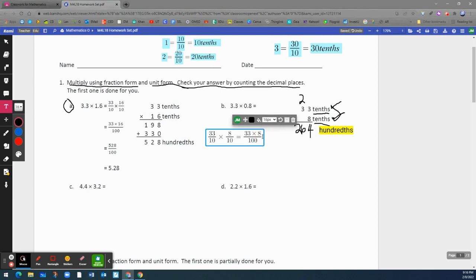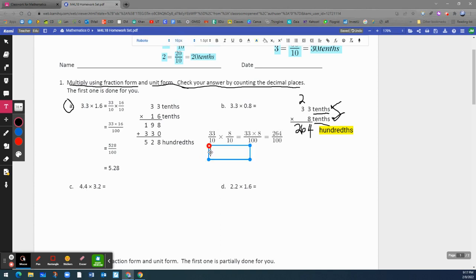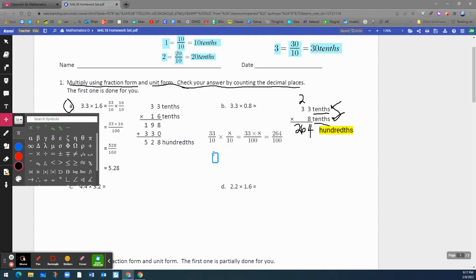Okay? Now, this is what's going to help us solve this fraction multiplication. We're going to place the equal sign here, and the answer was 264 hundredths. So you place hundredths below, and now that can be simplified because they both can be divided by 100. We're going to do it as a simplification. 264 hundredths, these two can be divided by 100.